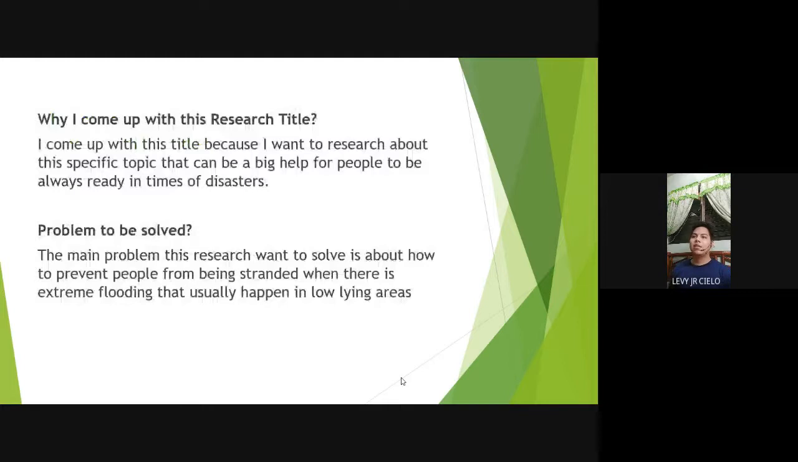So why did I come up with this research title? I come up with this research title because I want to research about this specific topic that can be a big help for people to be always ready in times of disasters. The main problem this research wants to solve is how to prevent people from being stranded when there is extreme flooding that usually happens in low-lying areas.